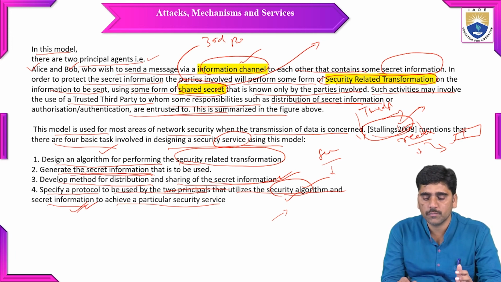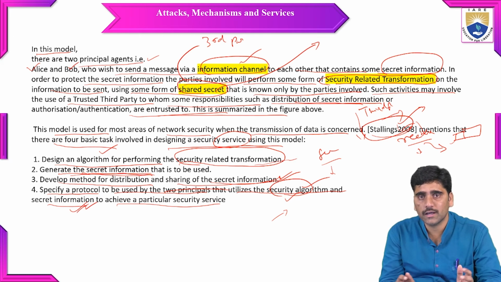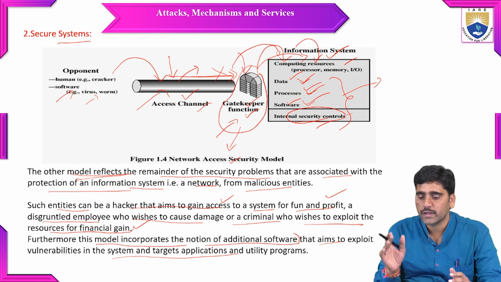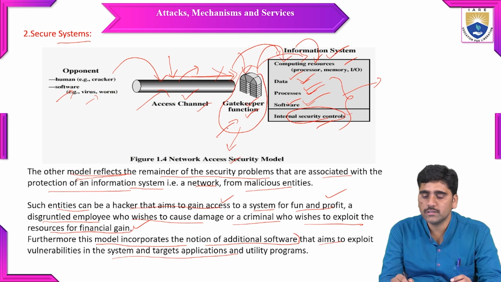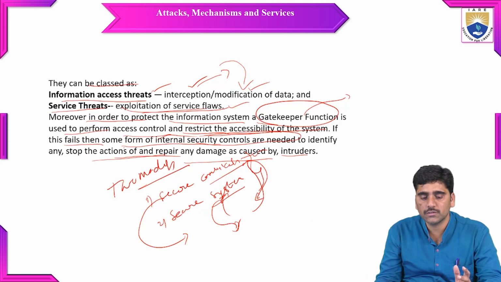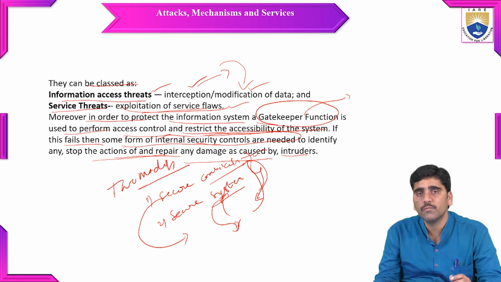What factors do we need to consider to secure this communication? We have to follow some steps. First, design an algorithm and generate the secret information, develop a method for distribution and sharing of the secret information, and specify a protocol. And for secure systems, you need to keep the systems secure. The access channel has to be secure, and the information systems have to be secure. If the requester is not trusted, the gatekeeper function will not allow entry into the system. So these are the two models: secure systems and secure communications.